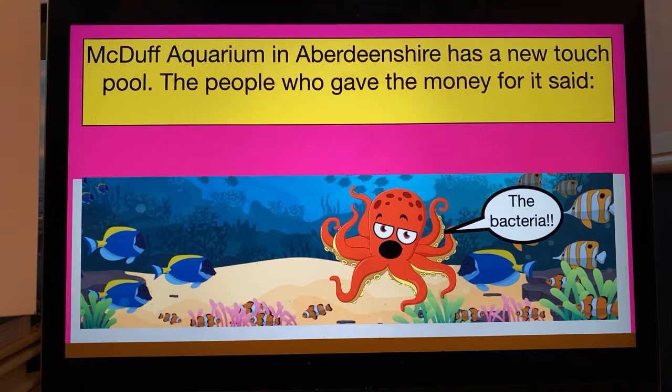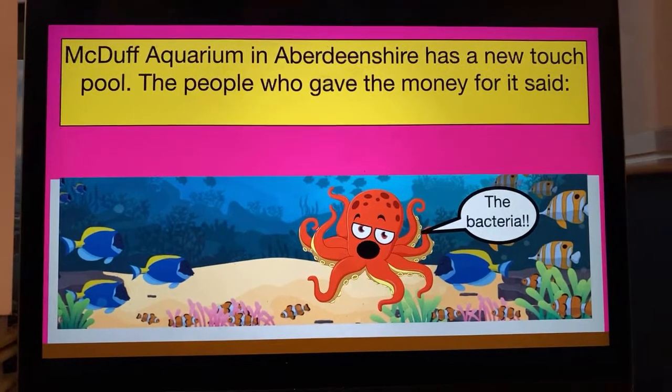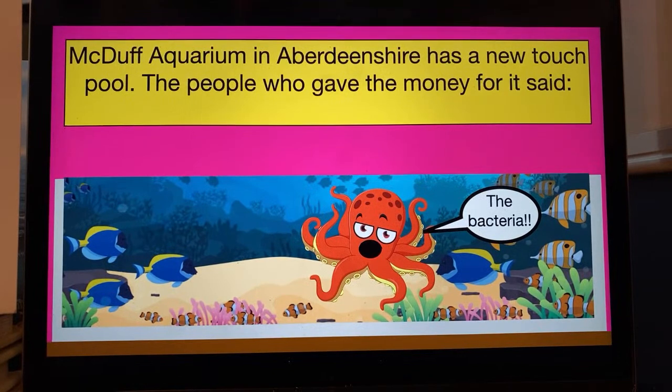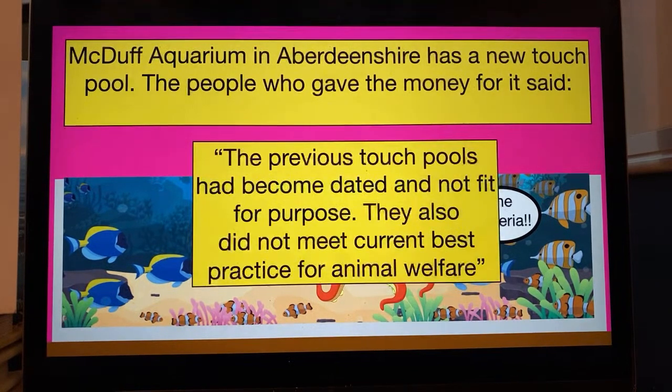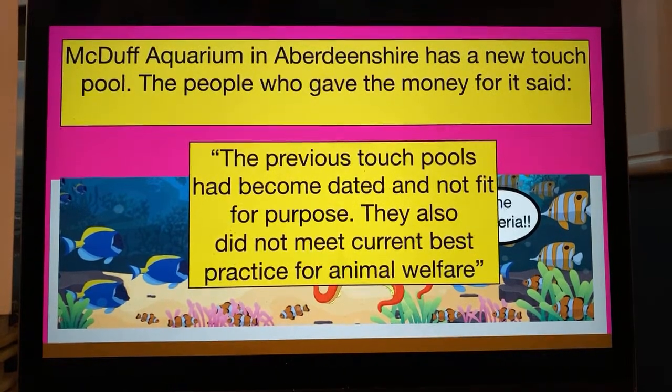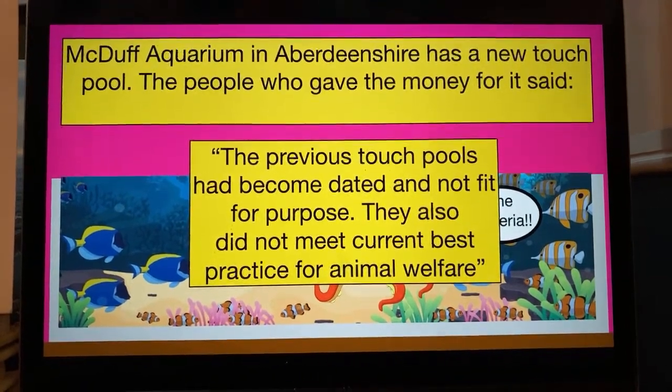I could only find the Macduff Aquarium in Aberdeenshire showing off about their touch pool. The people who gave them the money for their new touch pool said the previous touch pool had become dated and not fit for purpose. They also did not meet best practice for animal welfare. So that's great, isn't it, that that's not happening anymore?